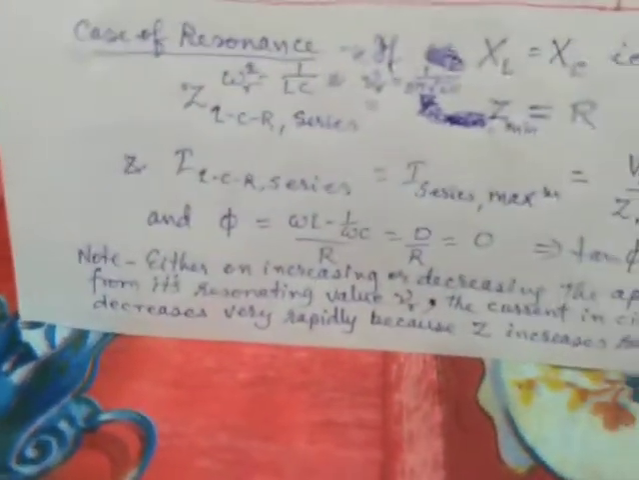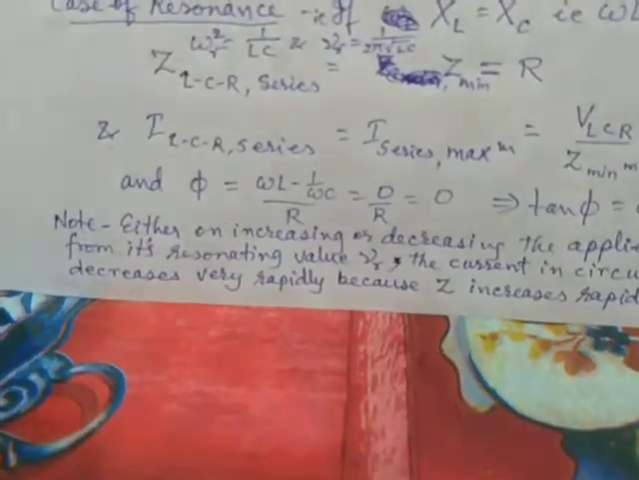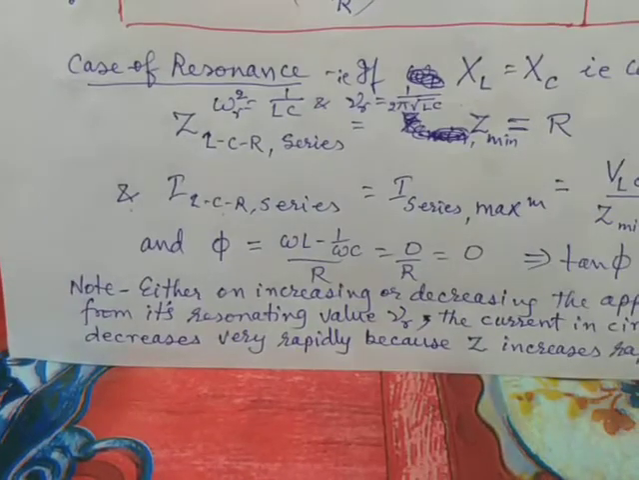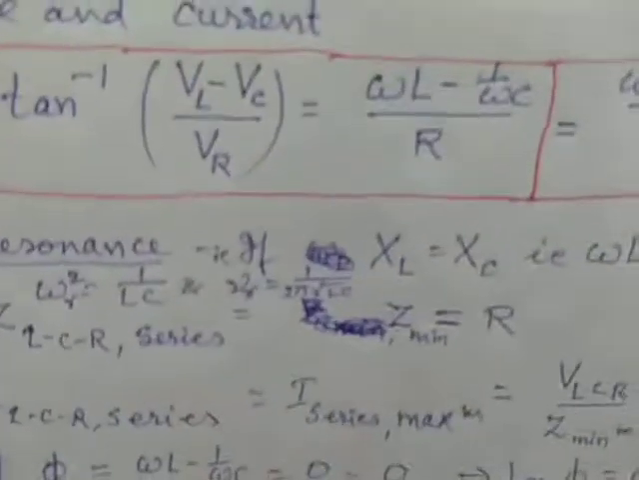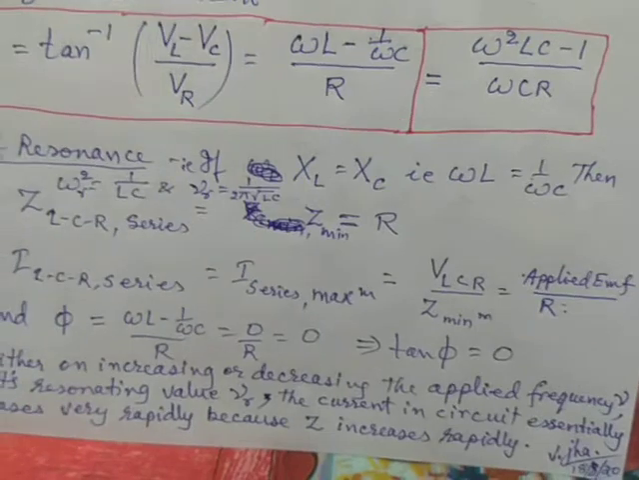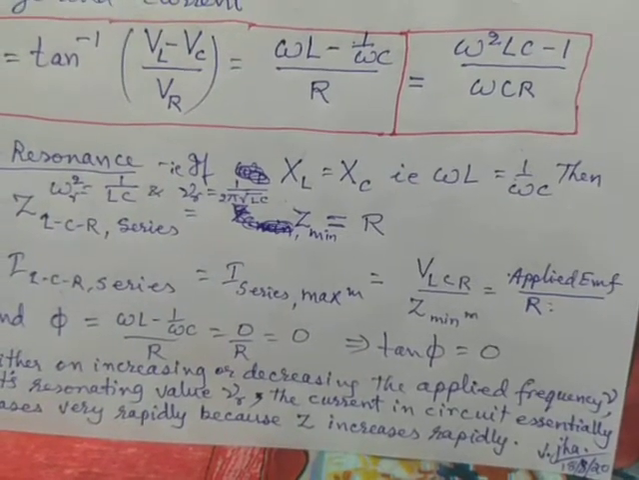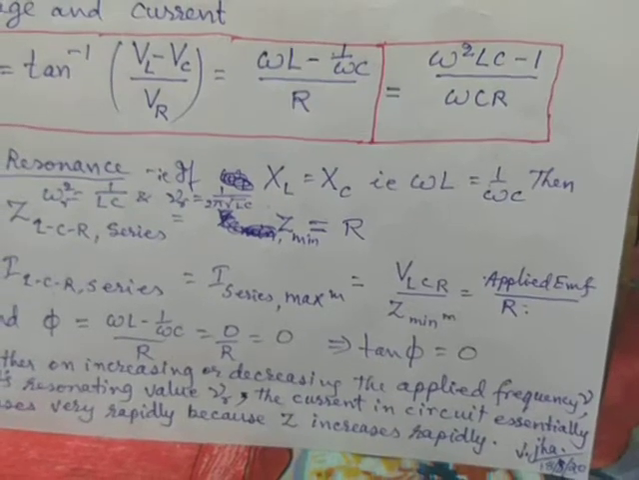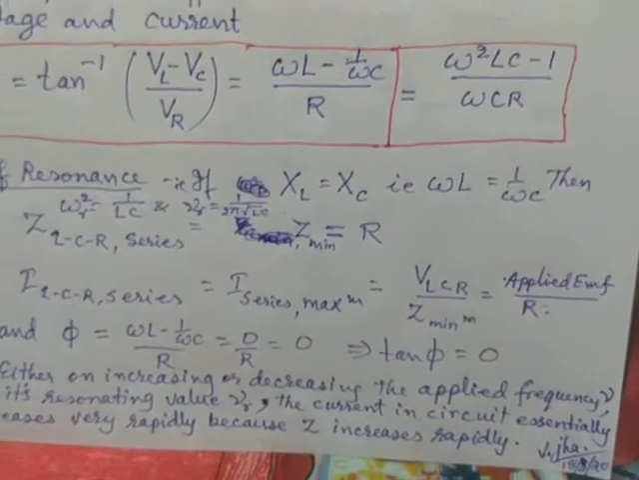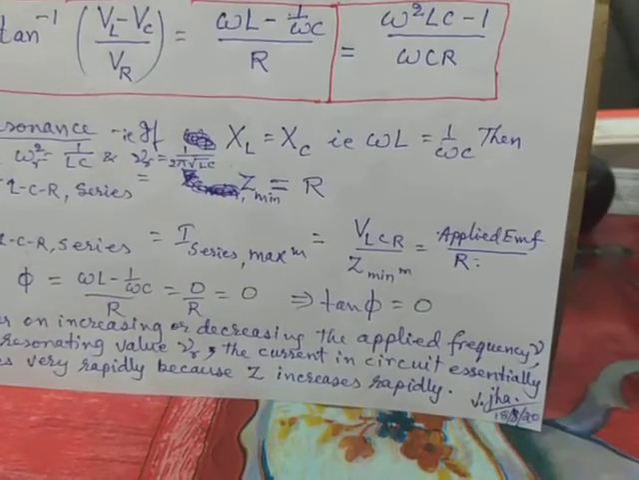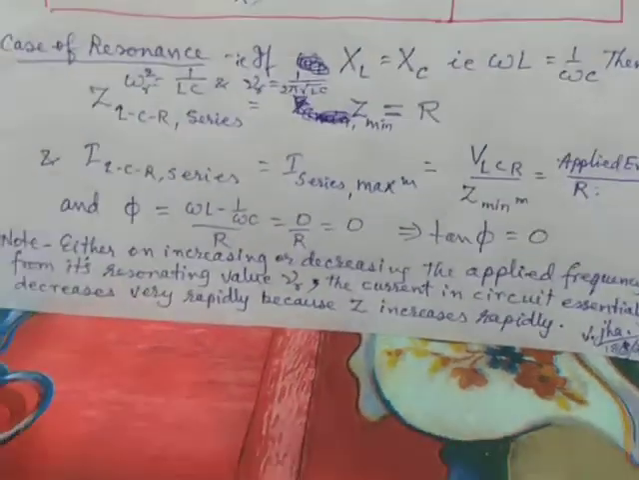Also one thing I will say, that this is also called an acceptor circuit, because in the case of resonance, that is when XL is equal to XC, in that case the current in the circuit is maximum and the impedance becomes resistive, and that is equal to R, that is the minimum value, and also the phase difference between current and voltage becomes 0.